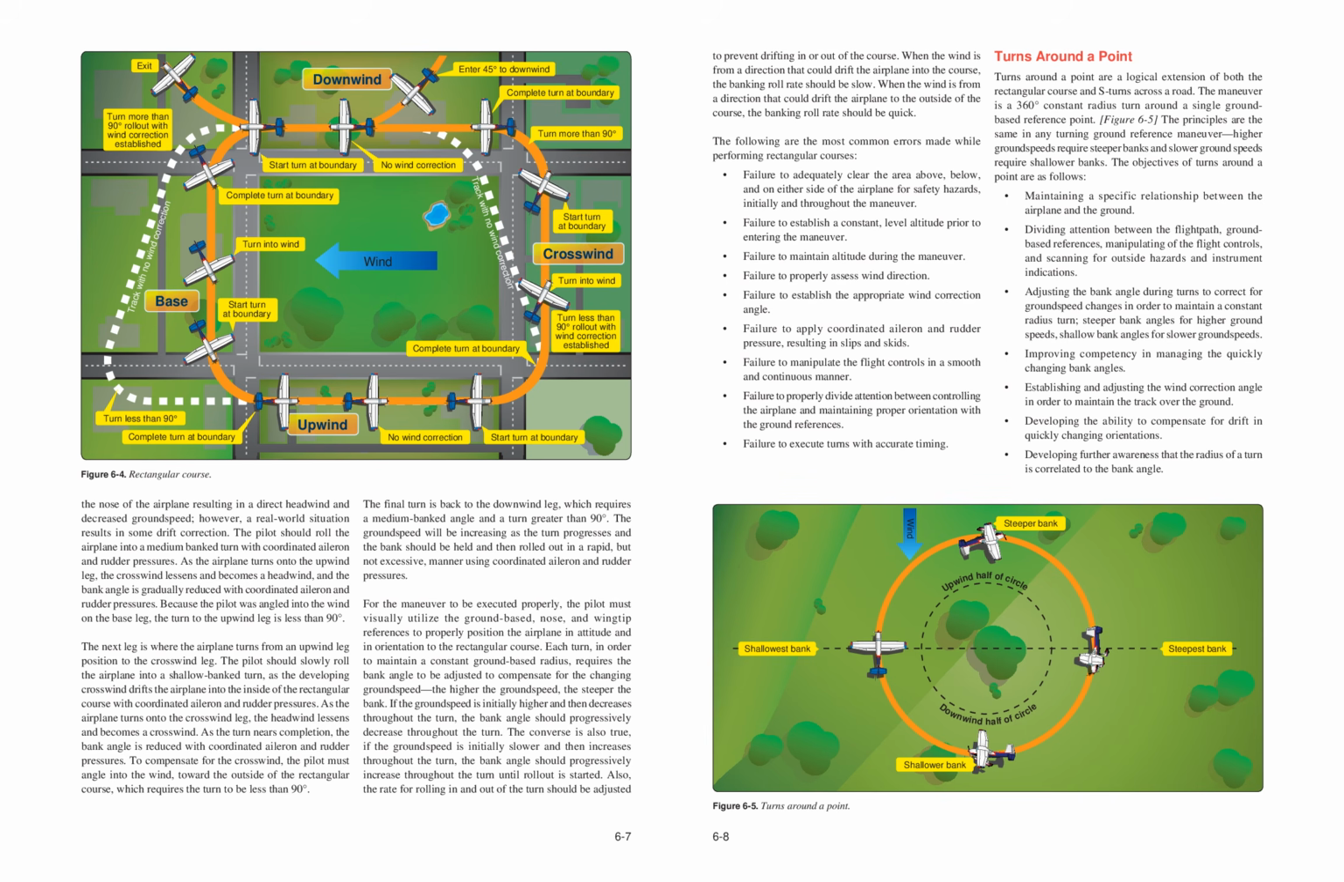Wind. Steeper bank. Downwind half of circle. Shallowest bank. Steepest bank. Downwind. Shallower bank. Figure 6.5. Turns around a point.